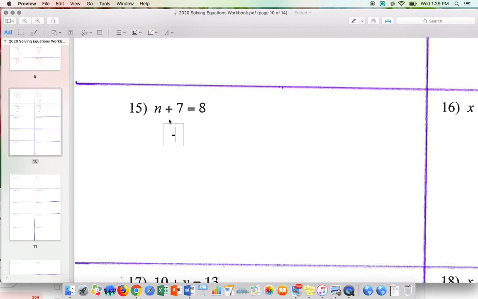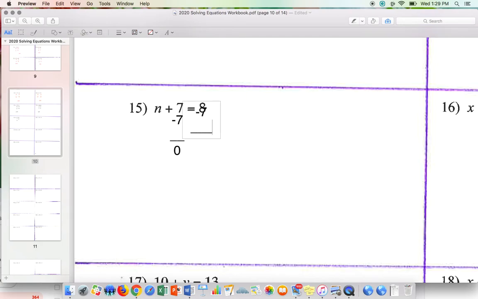Okay, so we have n plus 7. We need to get rid of this, so we are going to do minus 7. Put it into your calculators. Plus 7 minus 7 equals 0. All right, now what we do to one side of the equation, we have to do to the other side of the equation. So what we did to the one side was minus 7. So what we're going to do to the other side is, you guessed it, minus 7.